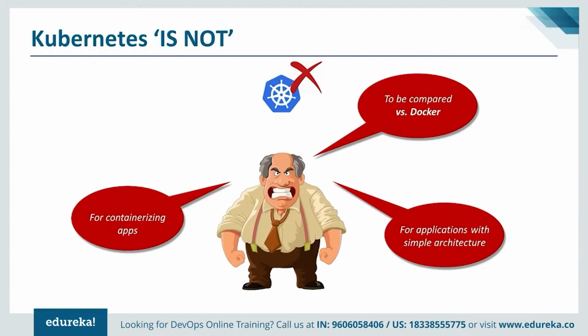And the last thing is that Kubernetes is not for applications with a simple architecture. If your application's architecture is pretty complex, then you can probably use Kubernetes to uncomplex that architecture. But if you have a very simple one in the first place, then using Kubernetes would not serve you any good, and it could probably make it a little more complicated than what it already is, right? So this is what Kubernetes is not.